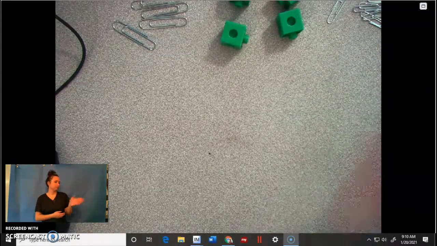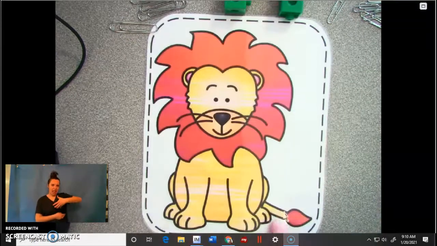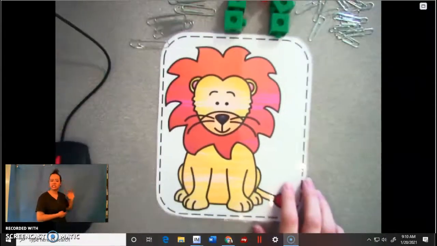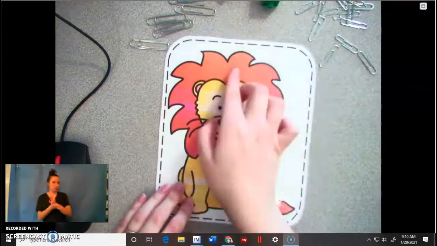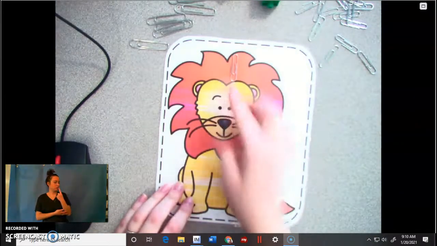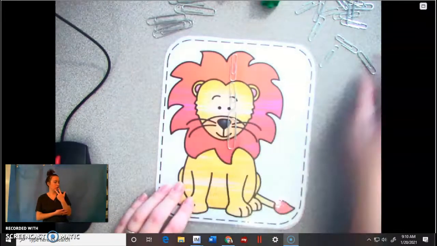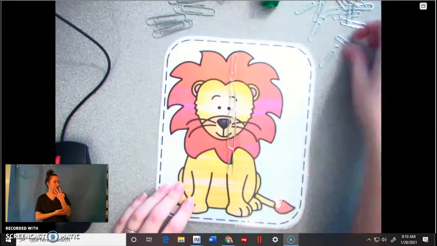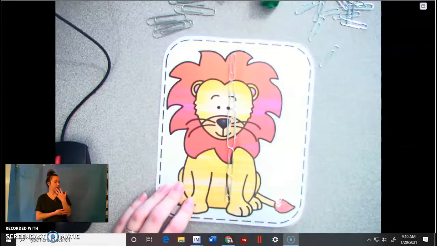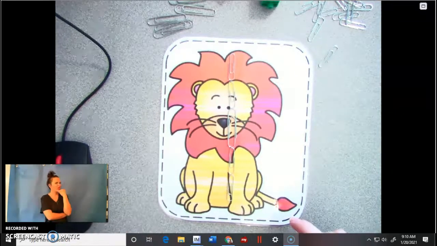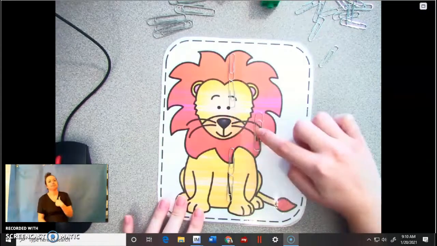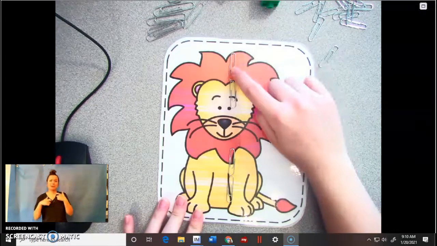Slide him over. Let's look at our lion. I have to zoom out. They keep getting bigger. All right. Let's start with our paper clips. 1, 2, 3, 4, 5. I think I did something wrong. I did. I used a big paper clip, and I'm measuring with small paper clips.